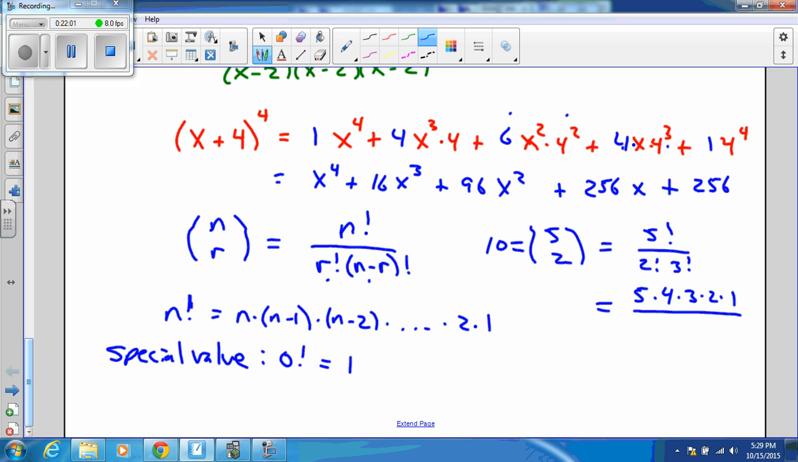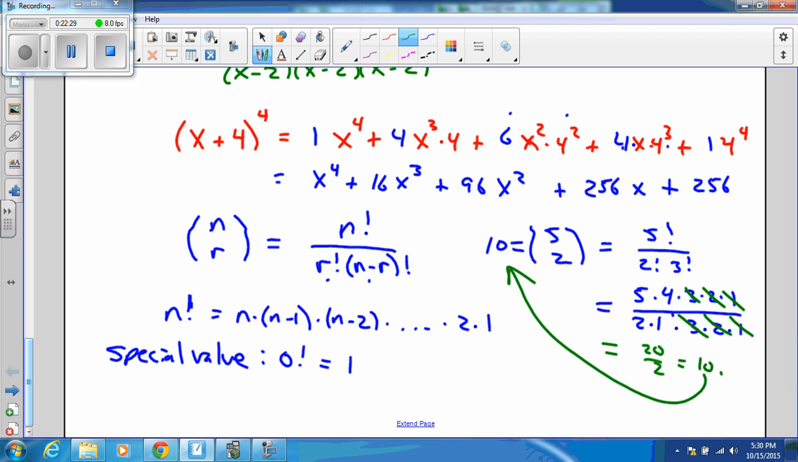Now let's multiply all that out. 5 factorial is 5 times 4 times 3 times 2 times 1. 2 factorial is 2 times 1. And 3 factorial is 3 times 2 times 1. One of the reasons that this is really nice is that the tail end here always cancels out some of the factors. So what you end up with in this case is 5 times 4 is 20, divided by 2 times 1 is 2, and we get 10 as advertised from the triangle.